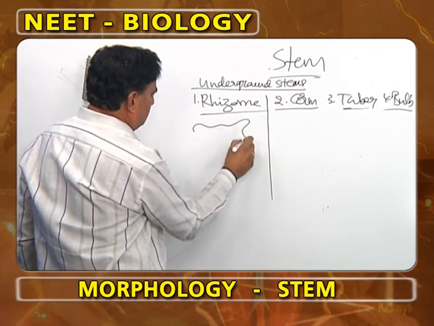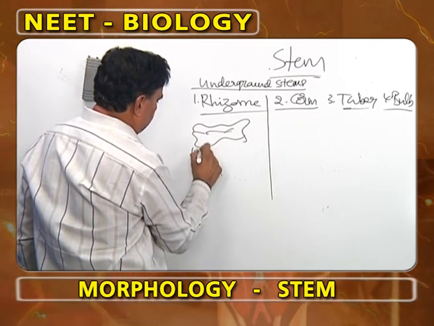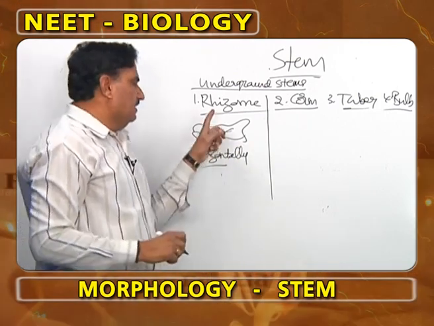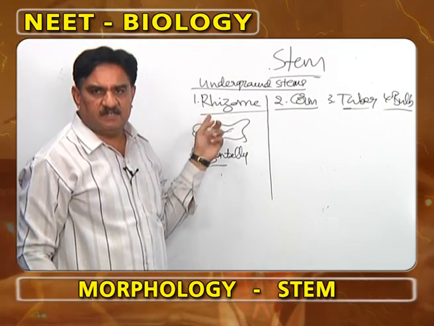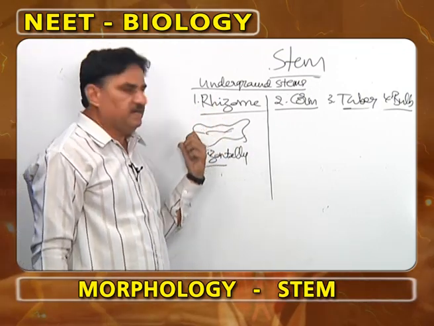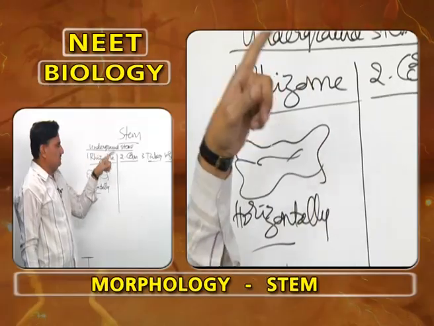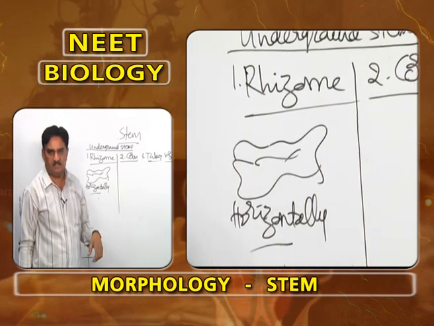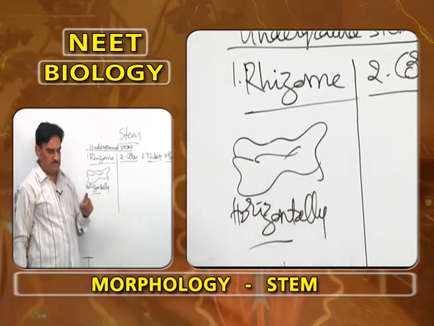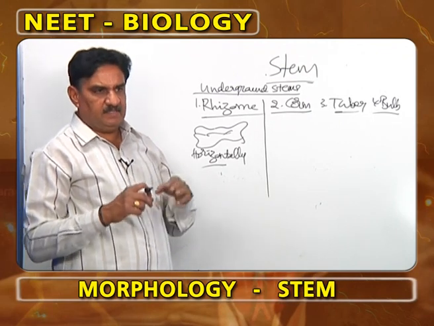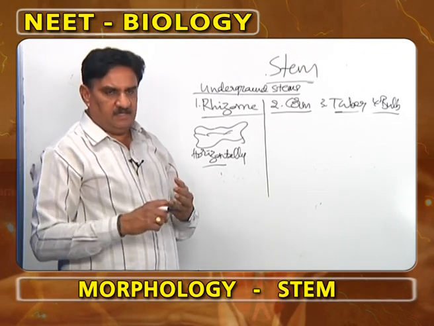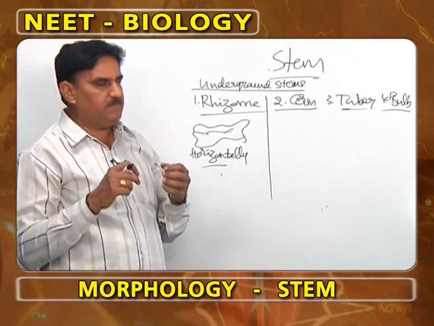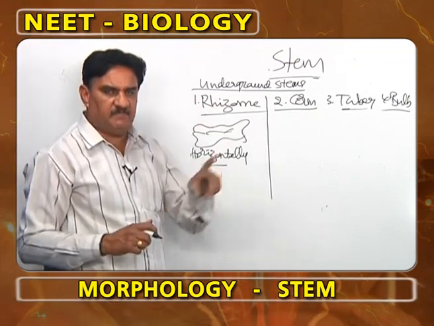Rhizome grows horizontally in the soil. Rhizome is dorsiventrally differentiated. That means it shows dorsal side and ventral side. Rhizome, culm, tuber, bulb are differentiated from the root because root modifications are also present under the soil. They are differentiated from the roots by possessing apical bud, axillary bud, scale leaves, and nodes and internodes. So, nodes, internodes, apical bud, axillary bud, and scale leaves differentiate the underground stem from the roots.